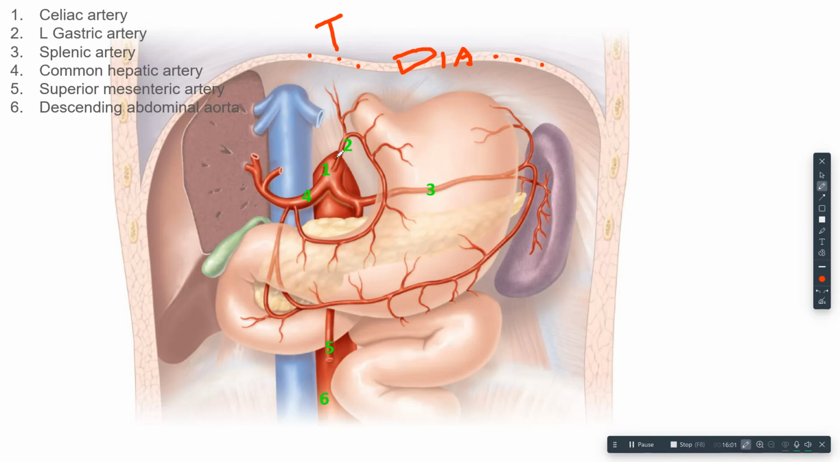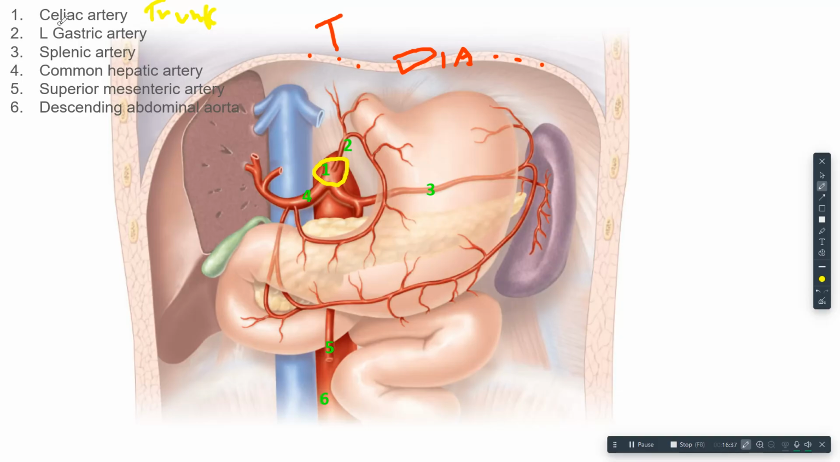And right after it goes through the diaphragm, it is going to give off a branch. And this branch, which I'm going to outline, I don't want to use green actually, got too much green going on. Let's use yellow. So this guy, which I'm going to outline in yellow right here, this short little guy is called the celiac artery. Sometimes he's called the celiac trunk because he's so short. He is the first branch of my descending abdominal aorta.